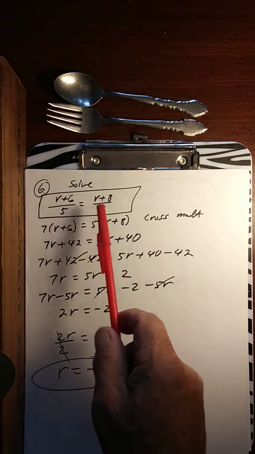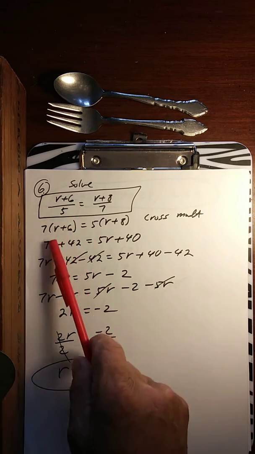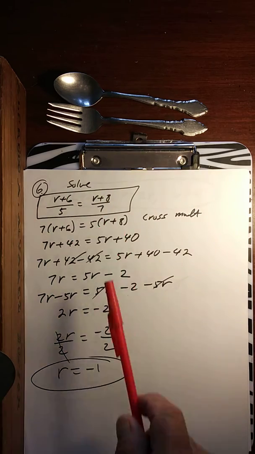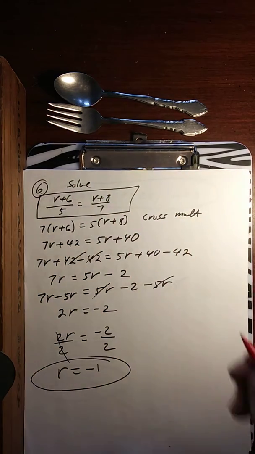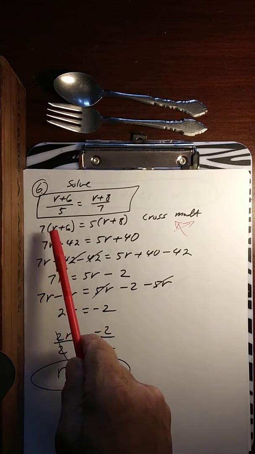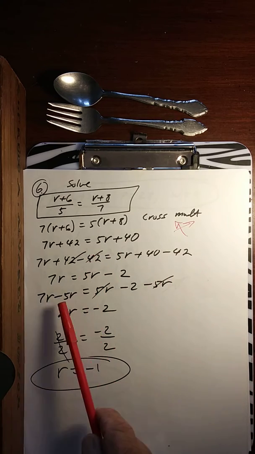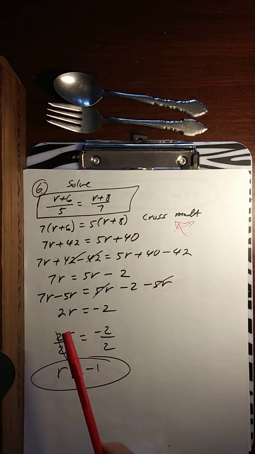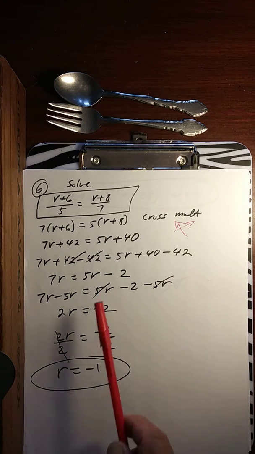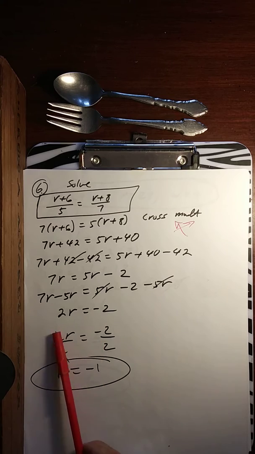This one, which is cross multiply. This 7 times that, 5 times that. So 7 times this, and 5 times this side. Cross multiply like that, just like that. That's all we're doing. So now, 7r plus 42 equals 5r plus 40. Minus 42, minus 42, these are gone. 7r equals 5r minus 2. Minus 5r, minus 5r, these are gone. 2r equals negative 2. Divide by 2, divide by 2. These are gone. Negative 2 by 2 is negative 1.